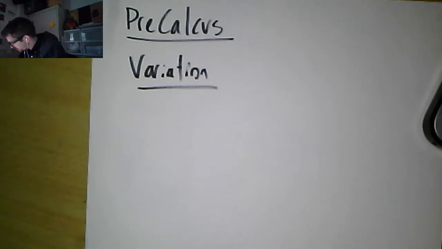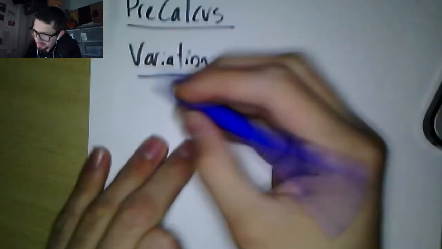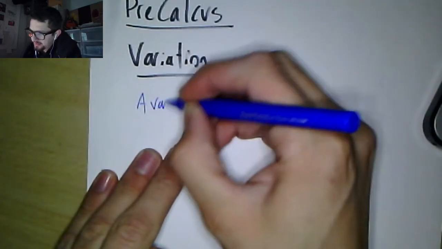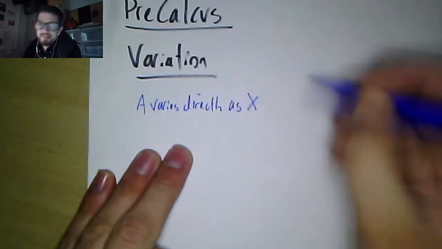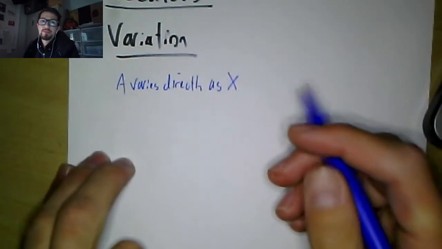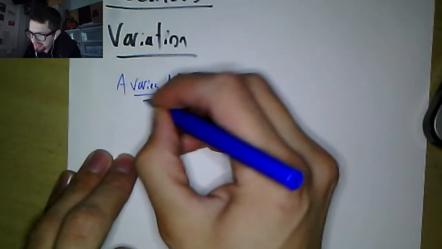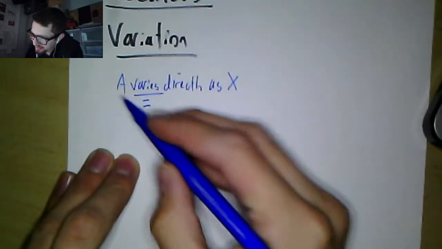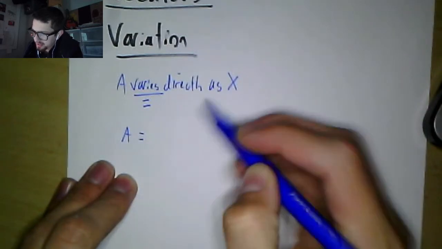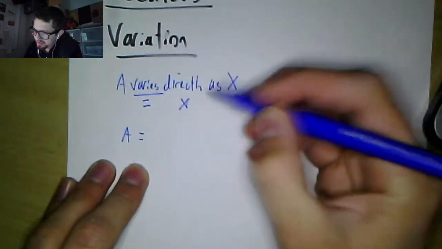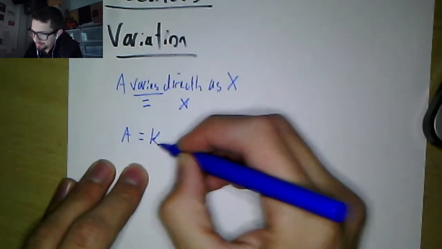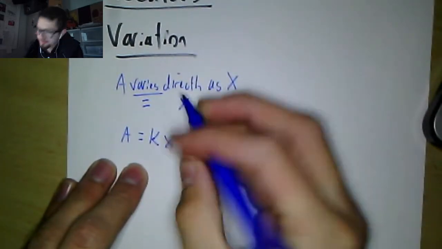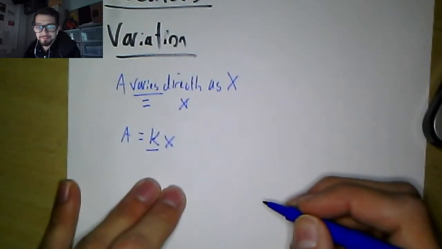And we'll keep this running speedily, and you can rewind it if you get stuck or if you don't understand what I did. Let's say A varies directly as X, okay? We said way back in the day that varies means equals, so you always should know that this means A equals. Directly means multiplication, so we're going to have X times something, and what is that something? It's K, because in variation you're looking for the constant of variation, which is K.